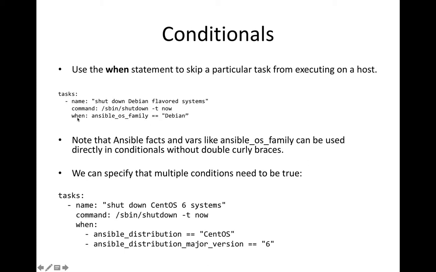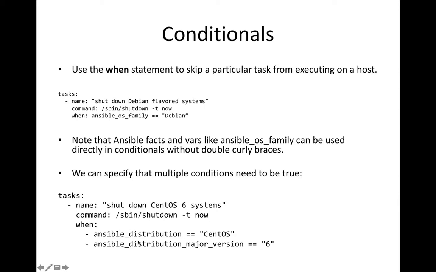And this shell command, or this task, will be executed by Ansible when this particular condition is true. So when the Ansible OS family equals Debian, then this task will be run. If this evaluates to false, then Ansible will actually skip the running of this task. And remember, because this variable name starts with ansible_, this means that this variable is a fact. And because we're using the variable within a when statement, we don't have to enclose the variable name with the double curly brackets.